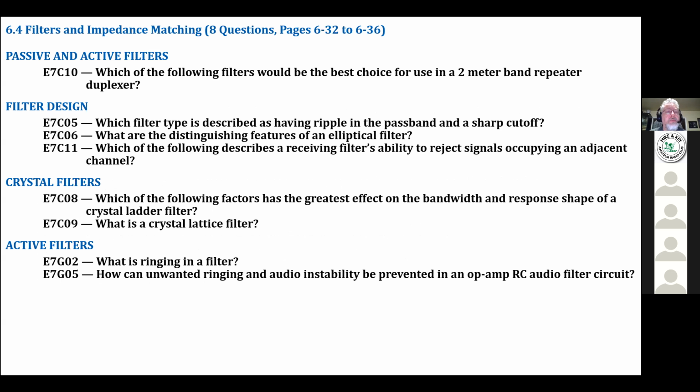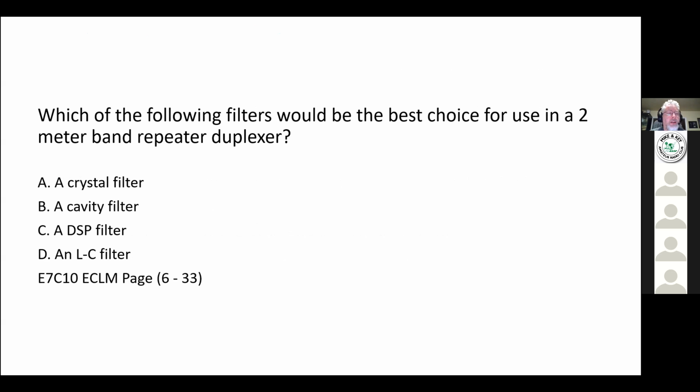Filters and impedance matching. 8 questions. Which of the following filters would be the best choice for use in a 2-meter band repeater duplexer? A, a crystal filter. B, a cavity filter. C, a DSP filter. Or D, an LC filter. 2-meter repeaters use cavity filters.